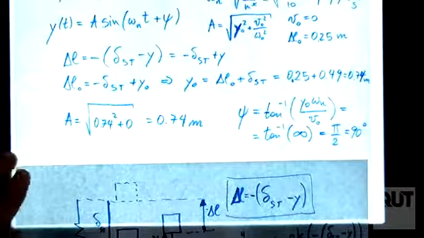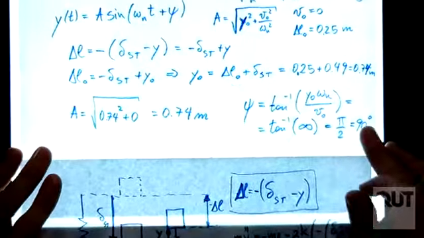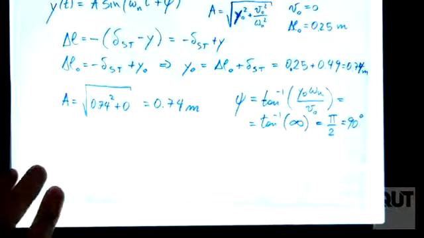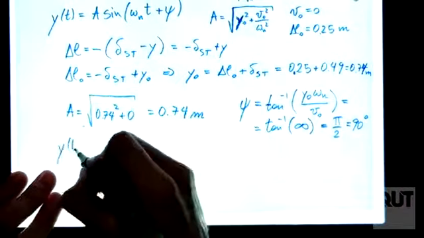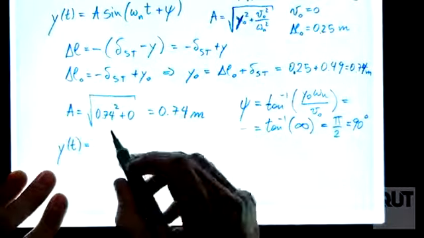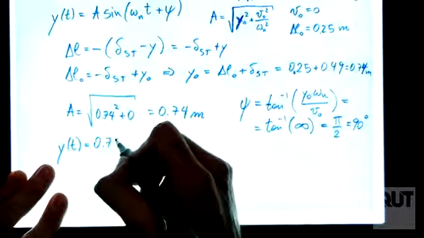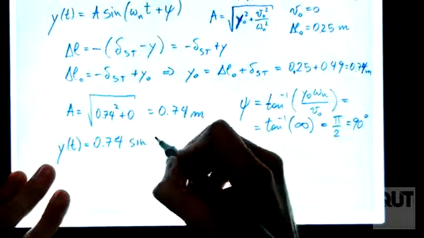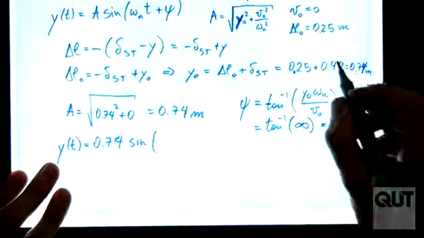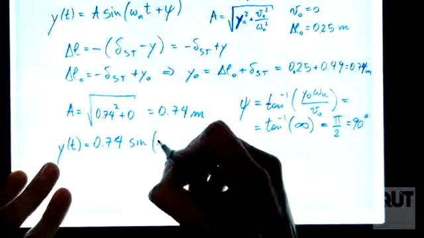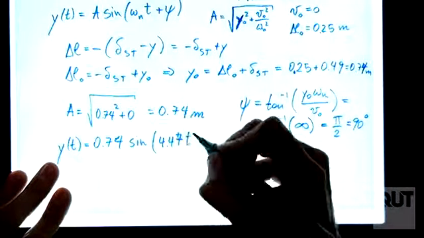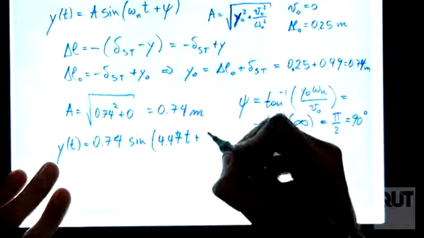Good. So now we can substitute all these numbers back here. We have them all. So y of t is equal to 0.74 sine of omega n, which is 4.47, t plus pi half.